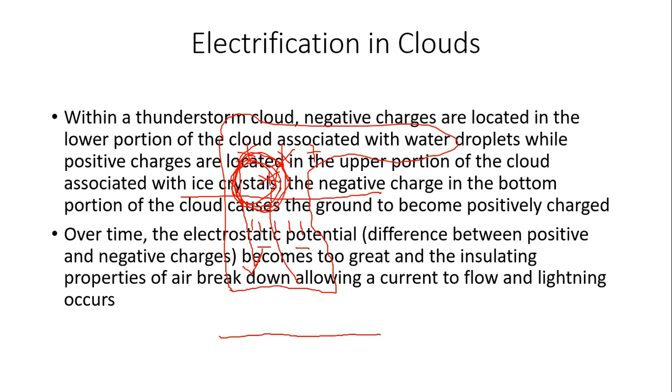You get these up and down currents moving the liquid water droplets higher up into the cloud. You have the downdraft bringing the ice crystals down to the lower portion of the cloud, and you're going to have contact between the ice crystals and the liquid water droplets, and that results in electrical changes within the cloud itself. We call it electrostatic potential. Eventually, the difference in the electrostatic potential, or the difference in electrification or charges, is going to be so great that it overcomes the poor insulating effects of the air, and an electrical current flows and lightning occurs.